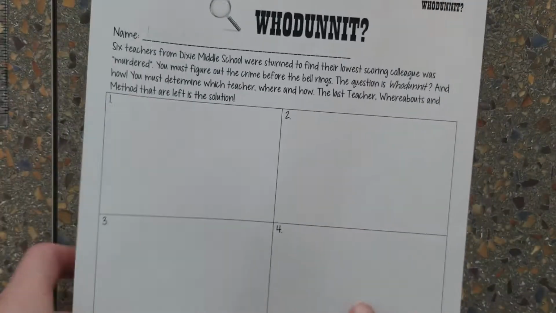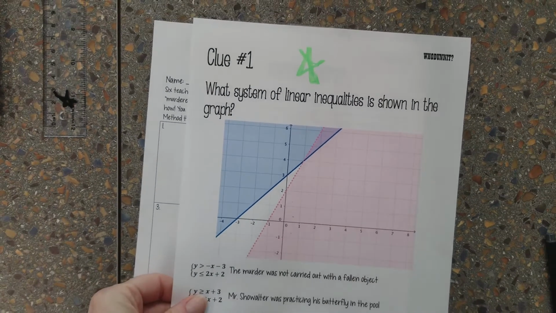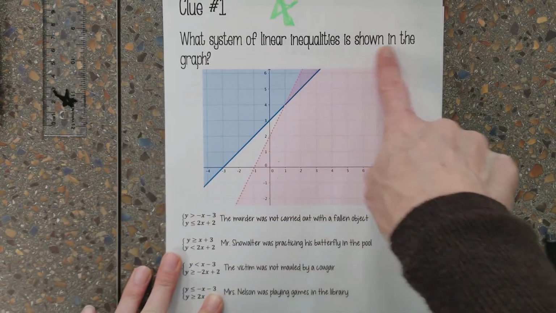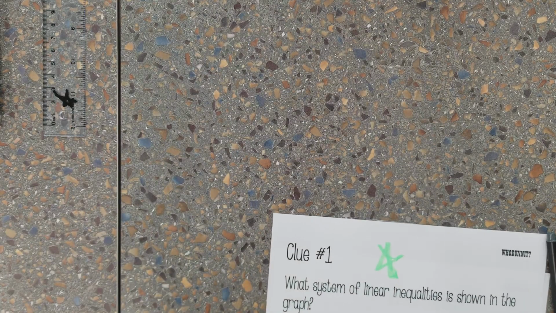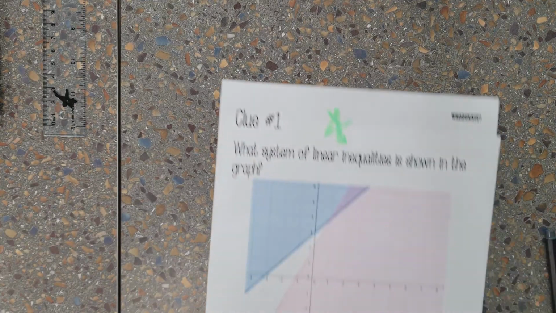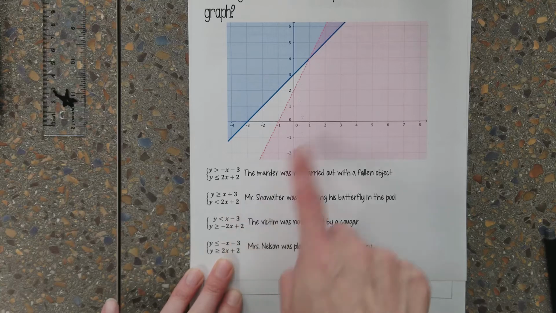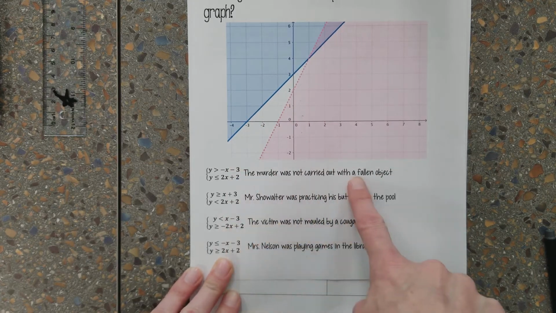Okay, I'm going to grab one really quick. This is clue number 1. This is what clue number 1 looks like. I'm going to zoom out a little so you can see. So you'll find this one up around the classroom. It says, what system of linear inequalities is shown in the graph? So just like we just learned how to do, you're going to figure out which of these systems matches this graph right here. Once you figure that out, there's a clue next to it.